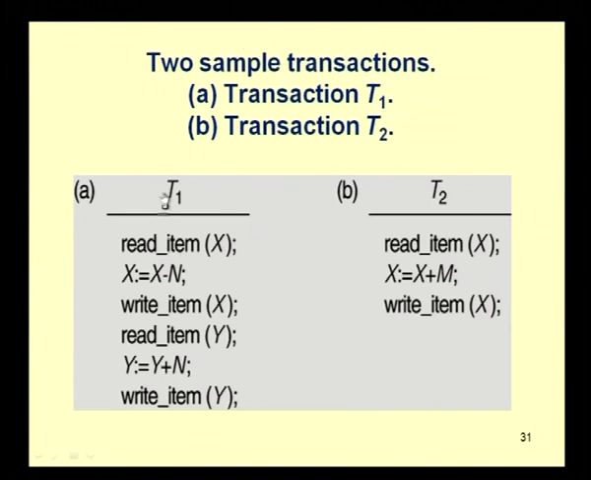So, let us look at two sample transactions, transaction T1 and transaction T2. In transaction T1, you read the item X, then do some operation X equal to X minus N, then write the item X, read item Y, change the value of Y to Y plus N, and write item Y. In T2, you read item X, set X equal to X plus M, and then write the item X. So, these are two simple transactions.